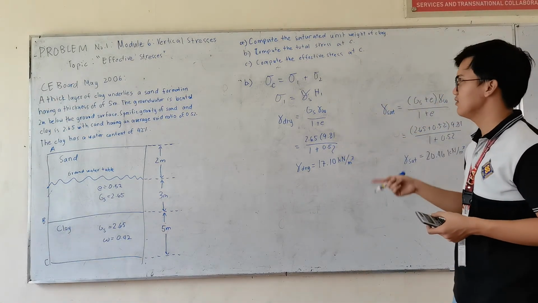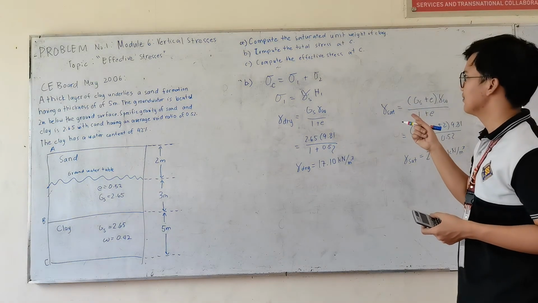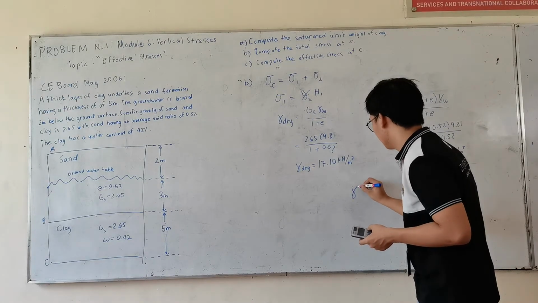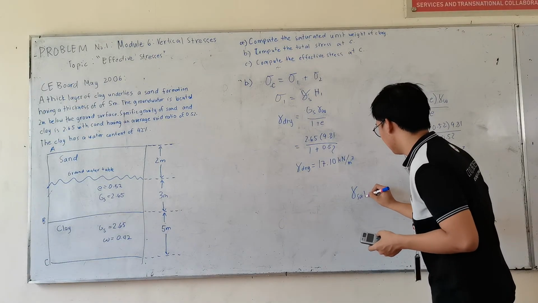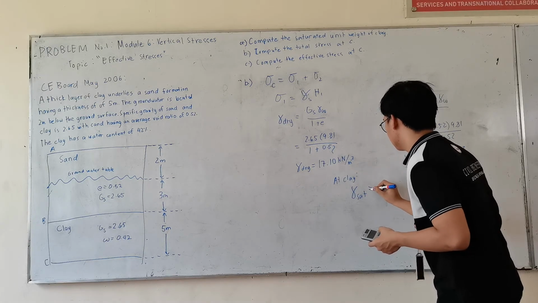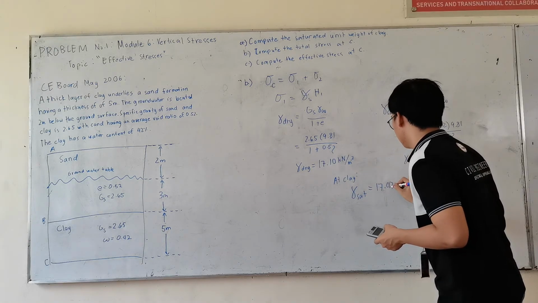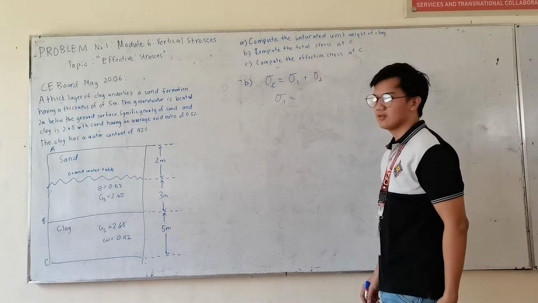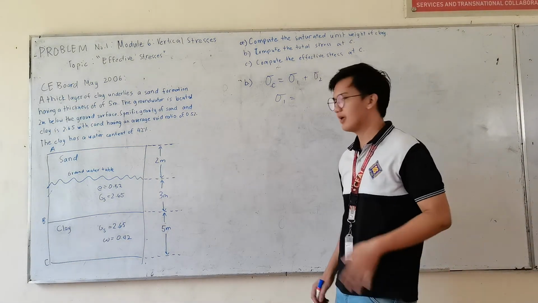Take note na kanina nasolve na natin yung unit weight ng clay, which is γ_sat of clay equals 17.47 kilonewton per meter cube. So, ipag-aantap po natin yung mga total stresses sa given soil profile natin.